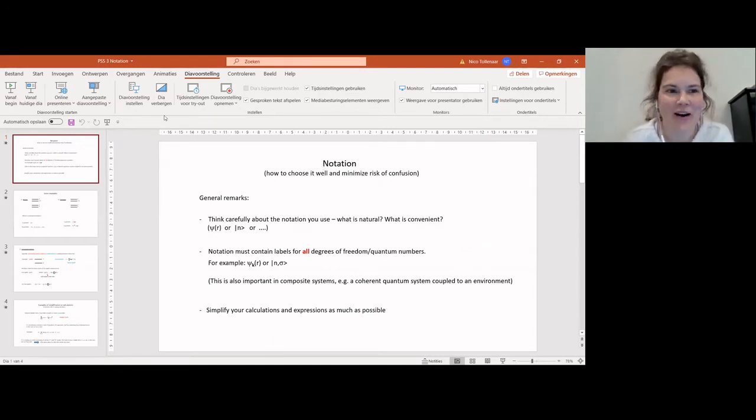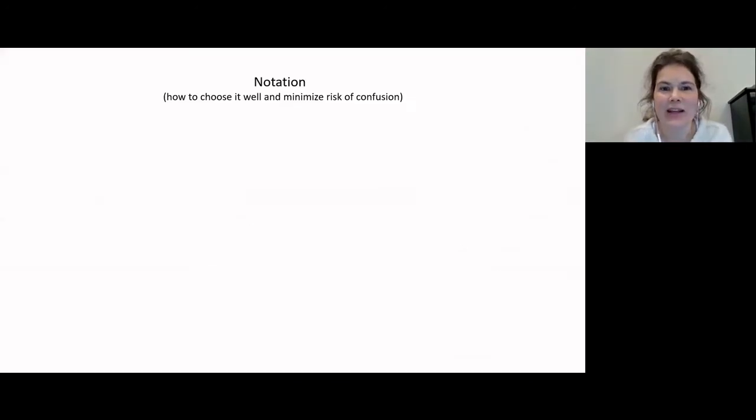I think I just said that I was going to open the PowerPoint presentation with a few slides on the topic of notation. So our goal is to look at notation, and the big goal on the horizon is to learn how to choose it well, and thereby to minimize risk of mistakes, of confusion, and all of this that we don't want.